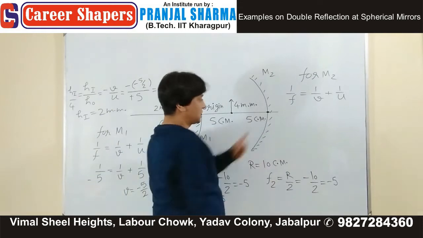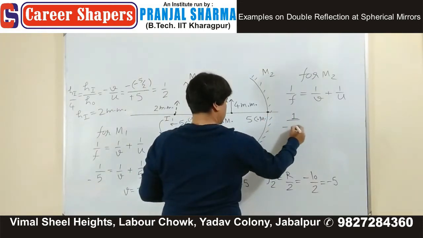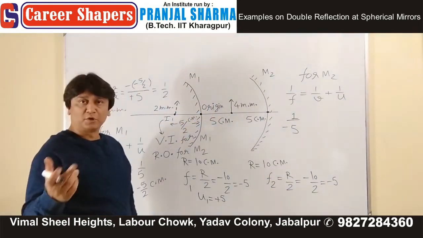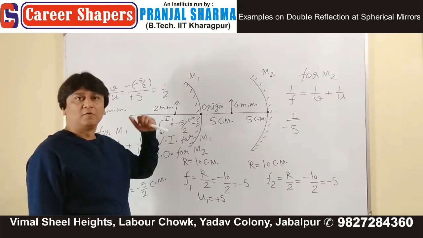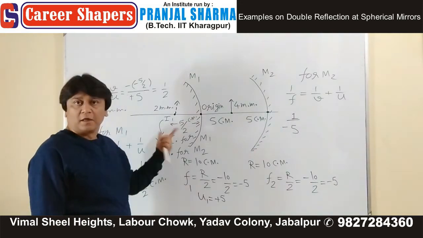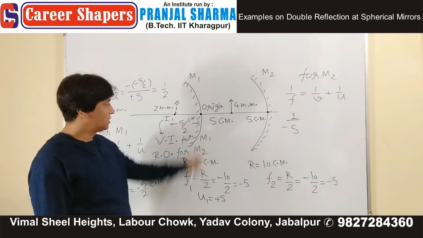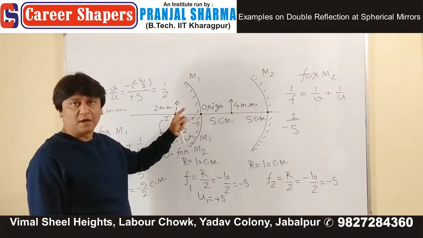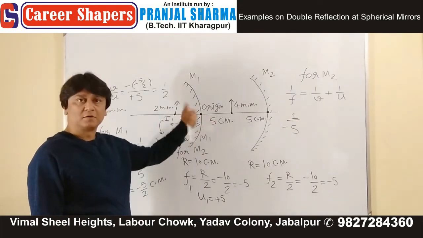Focal length, this time this is your origin. Focal length is -5. Sometimes people think that for convex, focal length is positive, and for concave, it's negative, and vice versa. No. Always remember: take this point as origin, and then things on the left are negative, things on the right are positive.